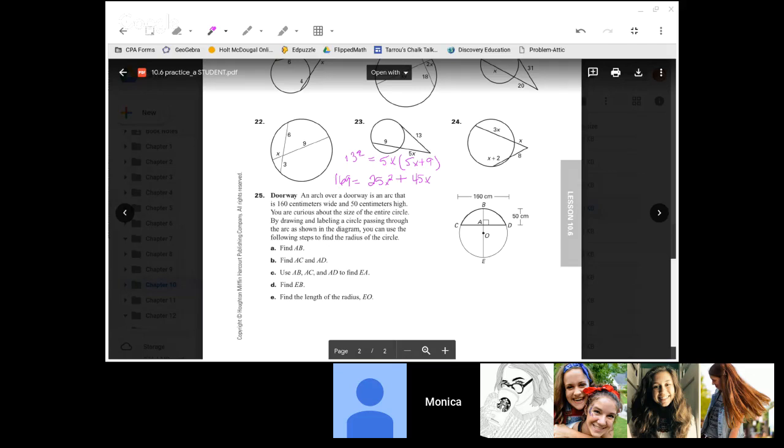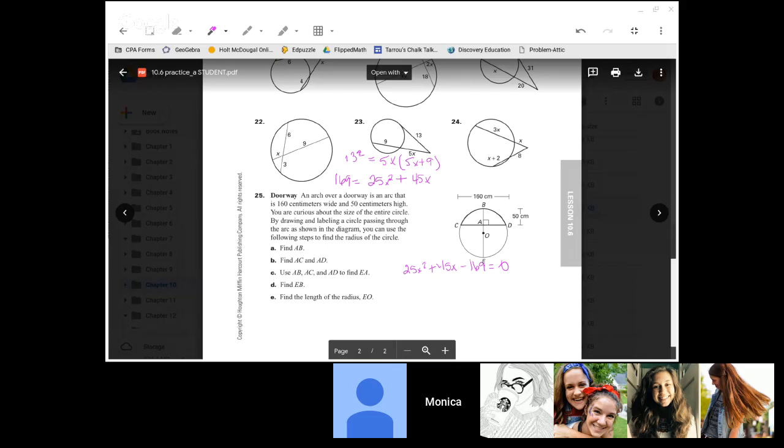Okay. So now we can't really do anything with it like it is. We need to bring that 169 over to the other side. Since we're adding 169, we'll subtract 169 from both sides. So I'm going to jump down here, and we're going to have 25x squared plus 45x minus 169 is equal to 0.